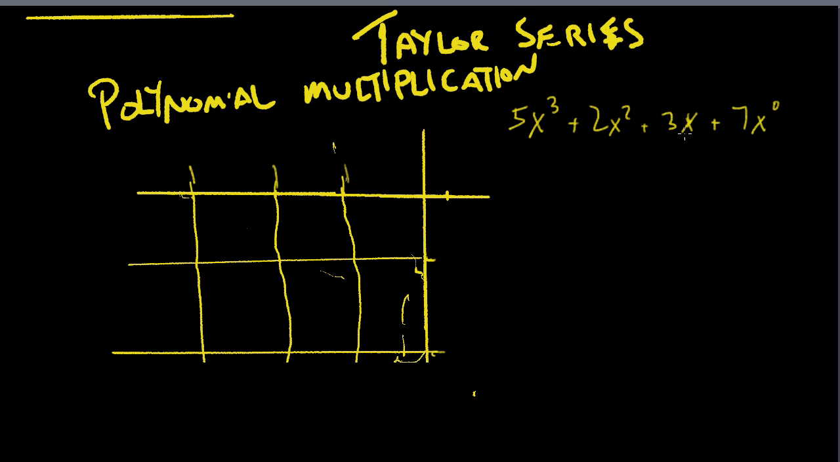When you start thinking about the Taylor expansion, the Taylor series of the same polynomial, it's actually written this way. That's one way to think about it. It's 7 times x to the 0 plus 3 times x to the first power plus 2 times x squared plus 5 times x cubed, which is exactly the same thing.